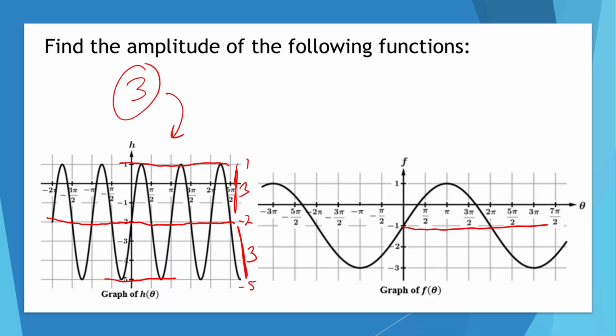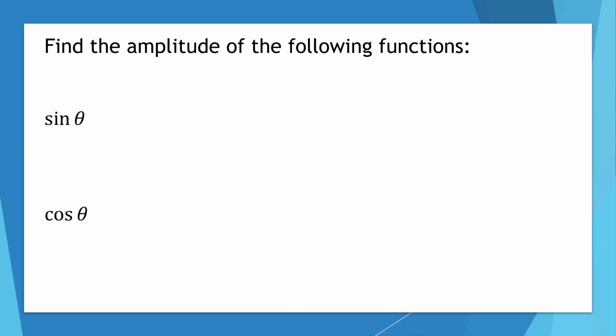Our amplitude here, if this is our midline, is just 1, 2 spaces. So 2 should be our amplitude for that function right there. And then for sine and cosine, our amplitude is just going to be 1. It's the same, and it will always be for those 2 parent or basic functions.